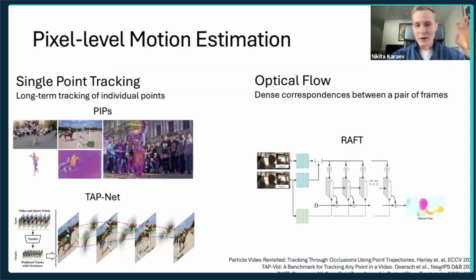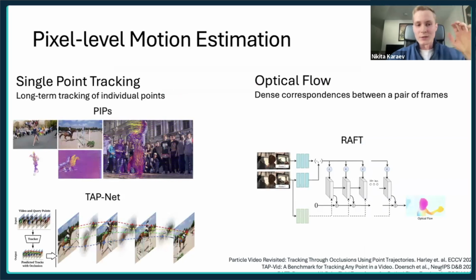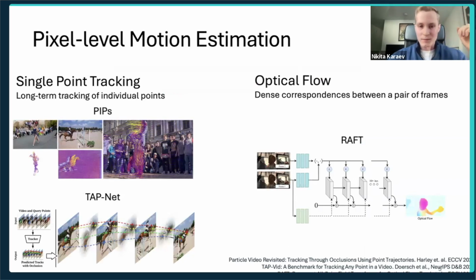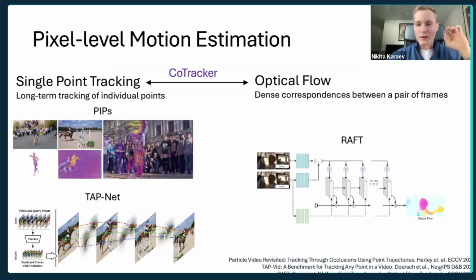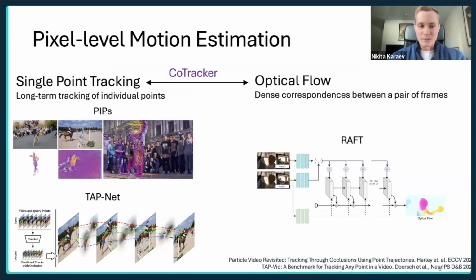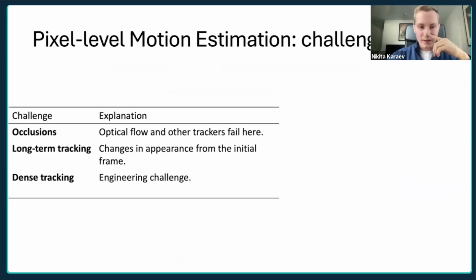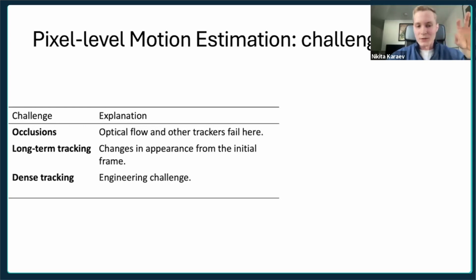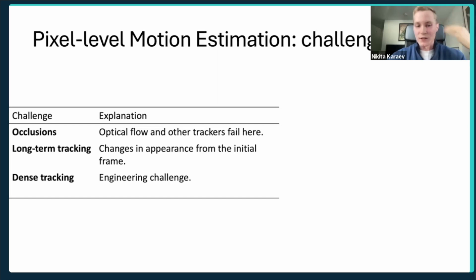In the CoTracker paper, we wanted to be somewhere in the middle, so that we can leverage the advantages of single-point tracking and take some benefits of optical flow and do long-term dense point tracking. The challenges we wanted to tackle here are occlusions, so that optical flow and other trackers fail with occlusions. Then we also wanted to do long-term tracking and account for changes in appearance from the initial frame. And finally, dense tracking is just an engineering challenge.